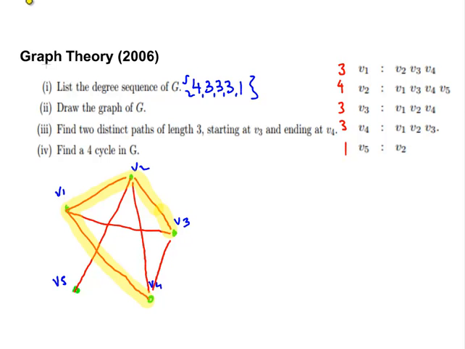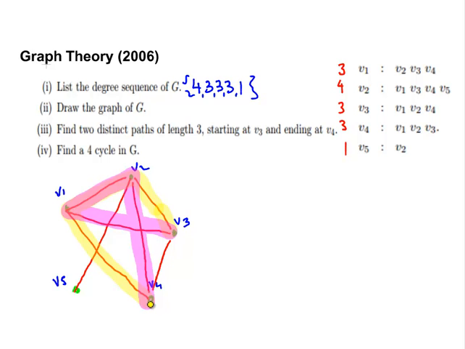Great. Now we have the second path. So we're going to take a second path here, and let's put that in a different color. So it can go from V3 to V1, to V2, then down to V4. Something like that there as well. So those are two distinct paths of length 3, starting at V3 and ending at V4.